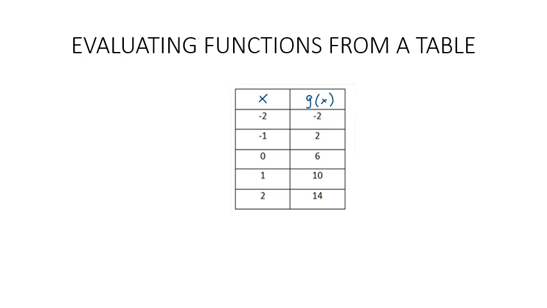We can also evaluate functions from a table. In this table, we're given a list of x values and a list of y values, or g of x values. And when I'm looking for the y value when x is one of the numbers on this list, I can simply write, so what is y when x is equal to 0? I can write g of 0. So this says, what is y when x is equal to 0? So that's this row here. When x is equal to 0, y is equal to 6.